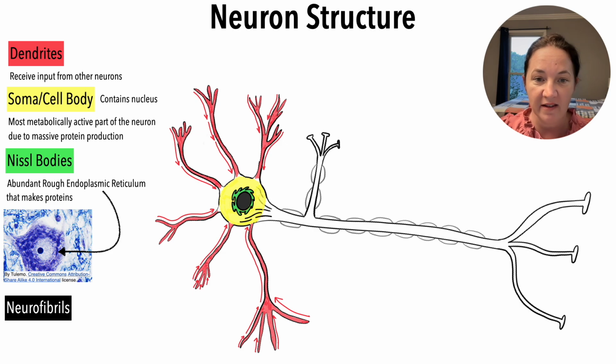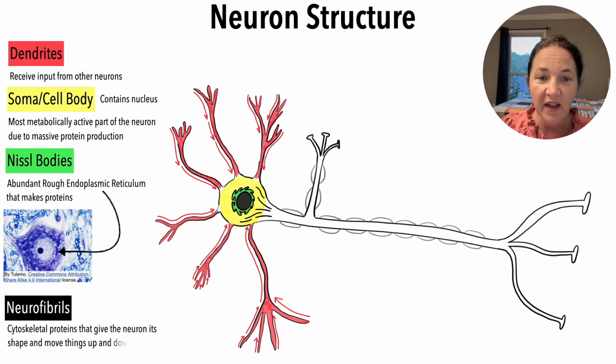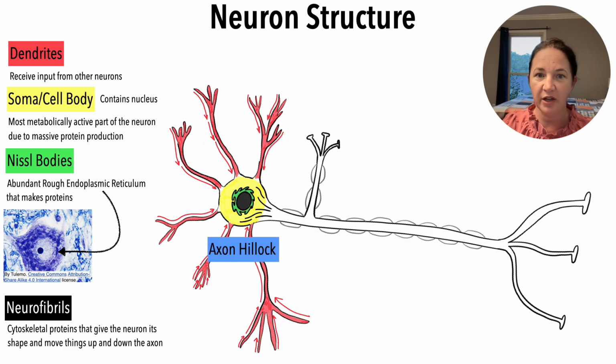Neurofibrils I'm drawing next in black. These are cytoskeletal elements that give the neuron its shape, like all of the different processes that come off of it, whether they're dendrites or axons, etc. So it gives it its shape and also all that transport. You see this really long axon and things have to be transported up and down that.